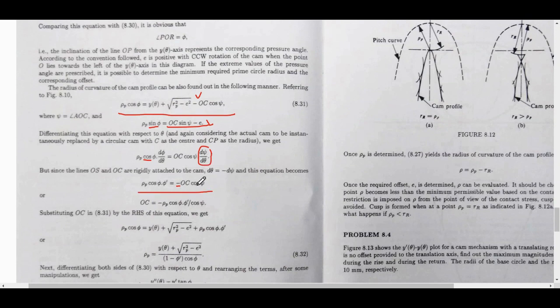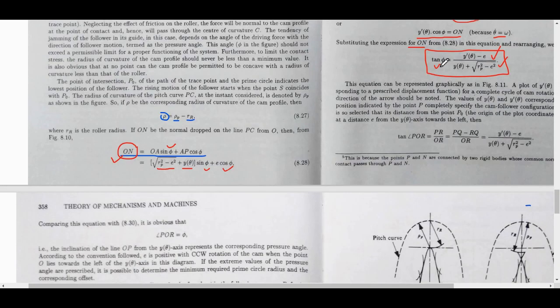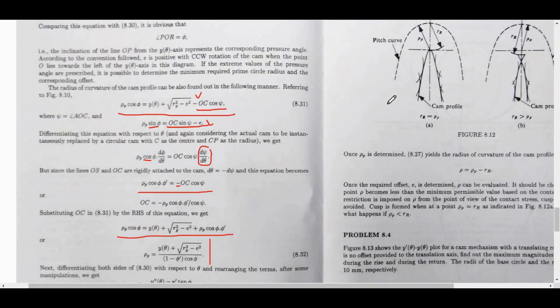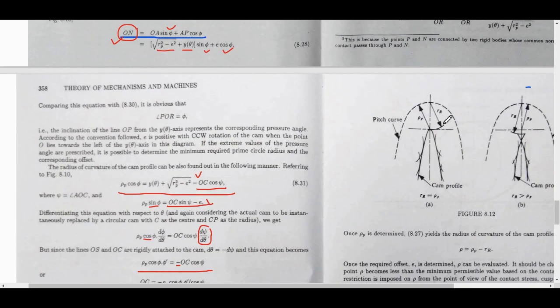This we solve for OC. OC cos phi is what we need. When we substitute, we get this expression, which we solve for rho p. This is all good, except it has a phi and a phi prime. Now we don't actually have cos phi. What we have is tan phi. That has to be changed to cos phi. Then it has to be differentiated, and so on. And when we do that, we get a bit of a nasty expression, which you should just read from the book.